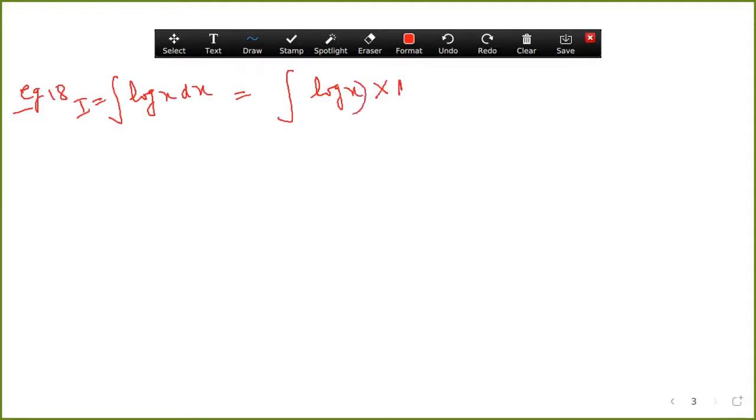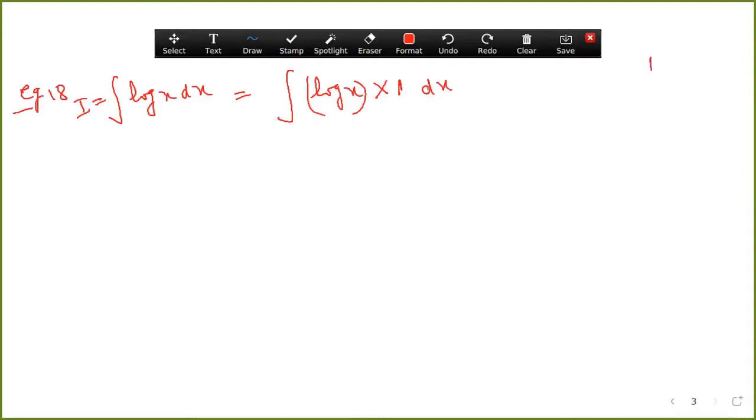That is example number 18: integration of log x. Now here the second function is not given to you. What is the meaning of this? It means you have to take log x into 1, where 1 is the other function, known as an algebraic function.